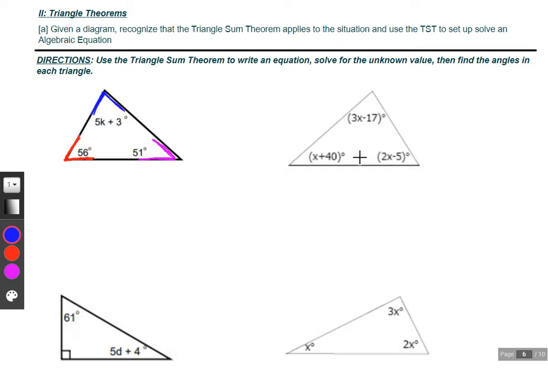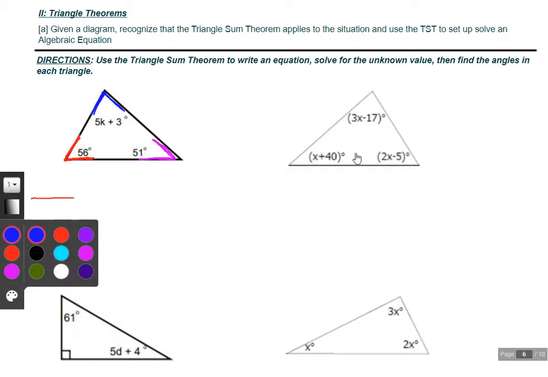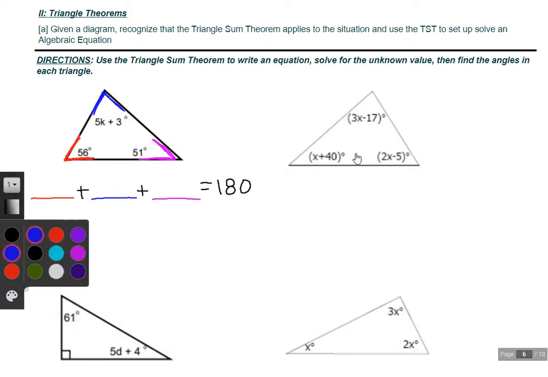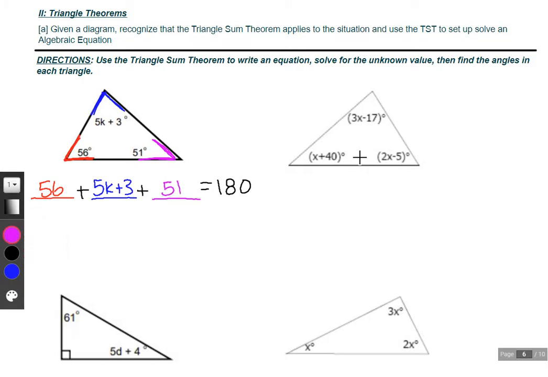By definition, the 3 interior angles of a triangle are supplementary, meaning that we can add these 3 angles together, and that equals 180 degrees total. All we really have to do now is substitute into the equation: 5K plus 3, plus 56, plus 51. Just like any other problem, now that we know the triangle sum theorem informs our behavior, and the equation, we can go about solving it.